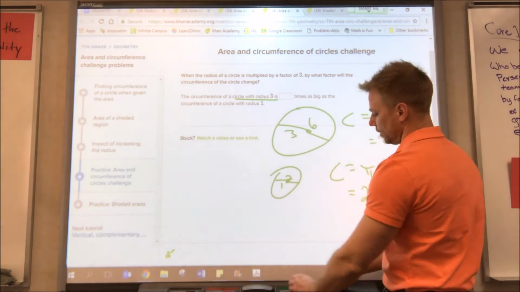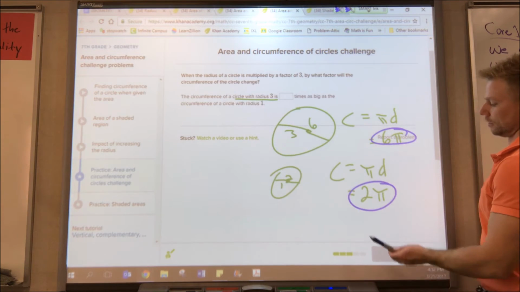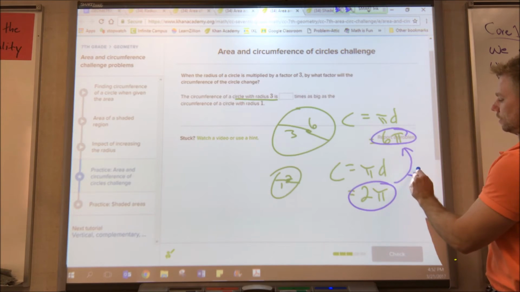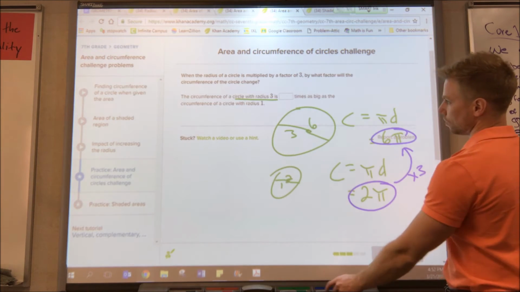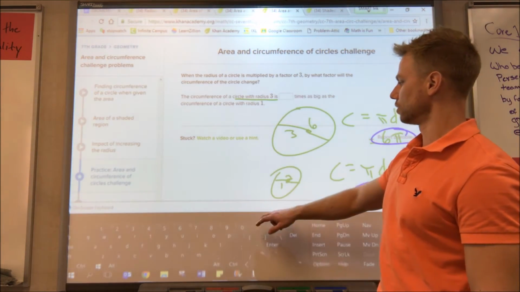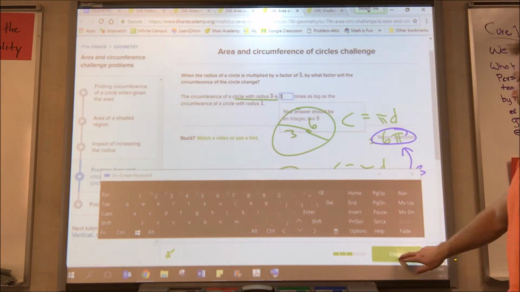So the question is, how many times bigger is 6 pi than 2 pi? Well, you would do 2 times 3 to get 6, so it's going to be 3 times bigger. So all we do is plug in 3, and it's going to be 3 times bigger.